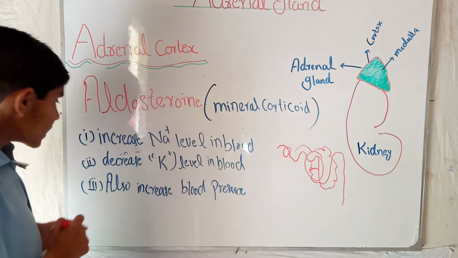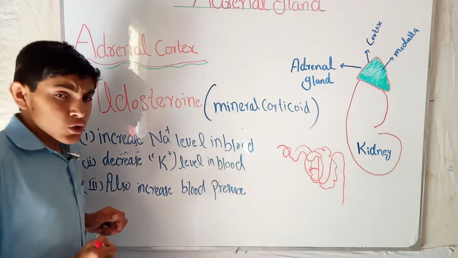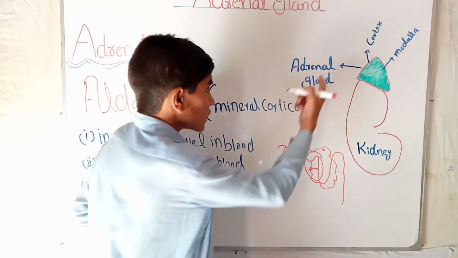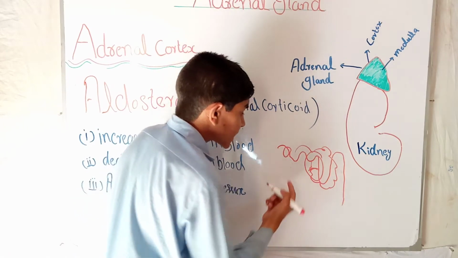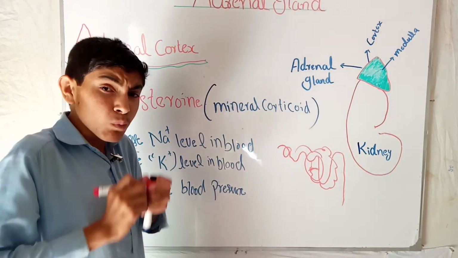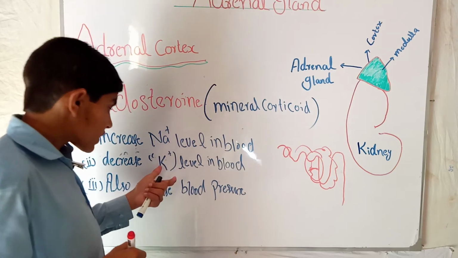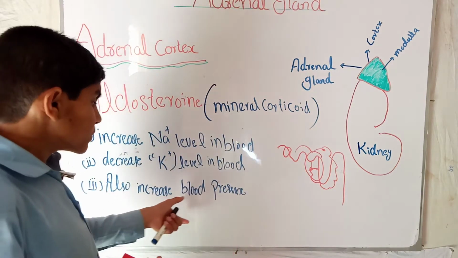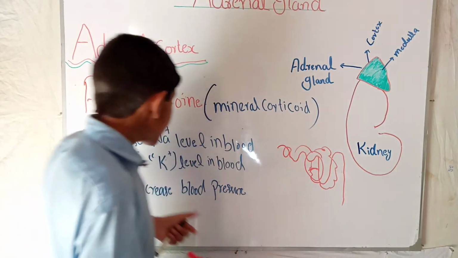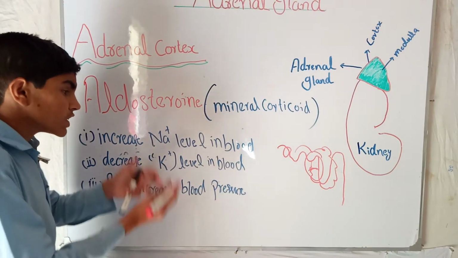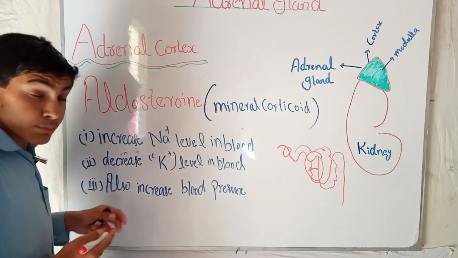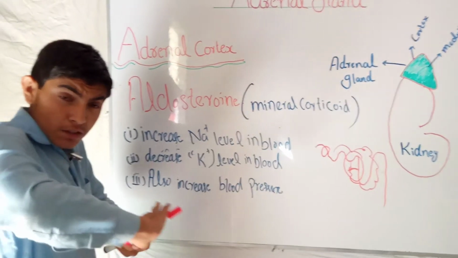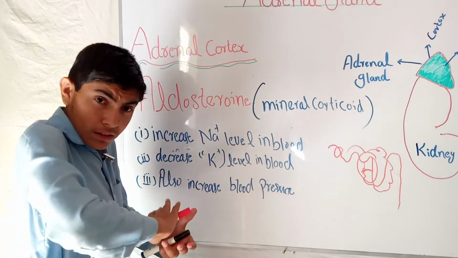Okay, decrease potassium level in blood. When the potassium level in blood is increased, it acts on the glomerular filtrate to remove more potassium from the blood. Next is also increased blood pressure. When the Na level is increased in the blood, it maintains the normal blood pressure and also maintains homeostasis in our body.